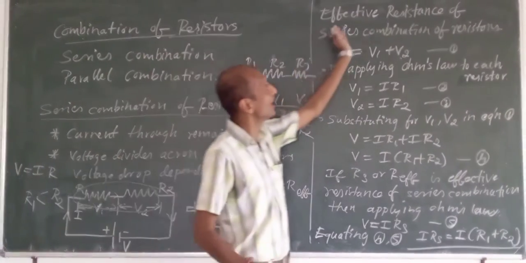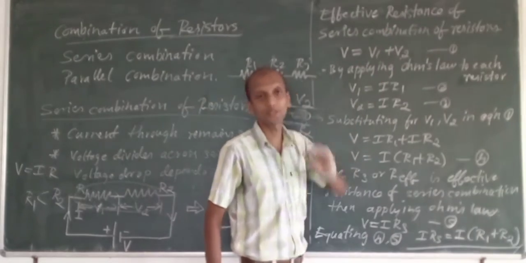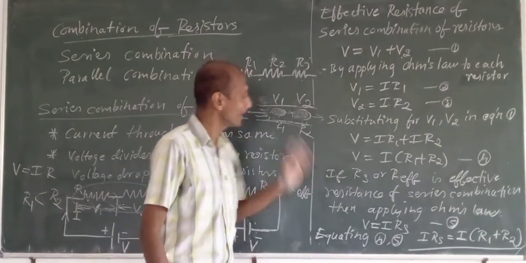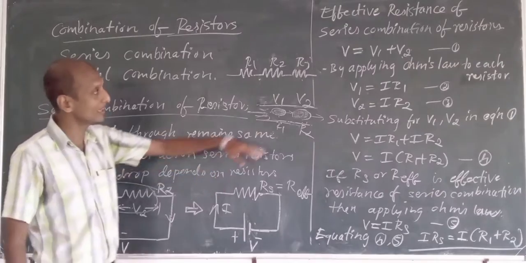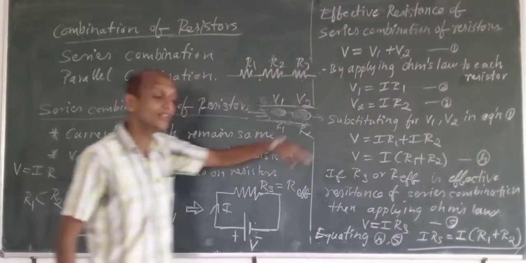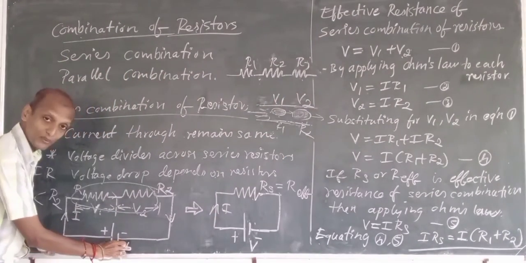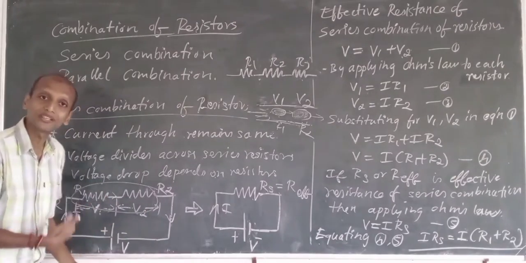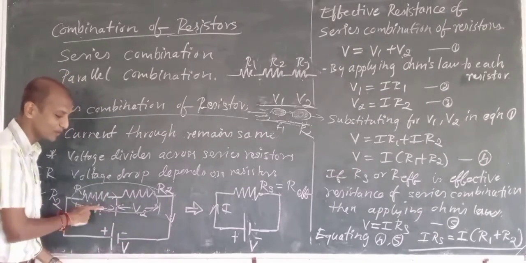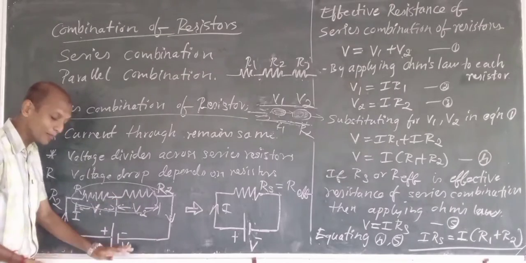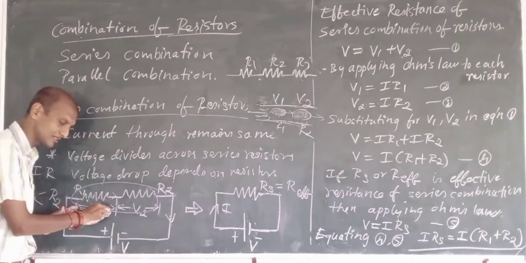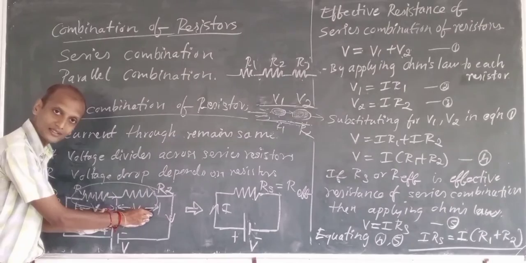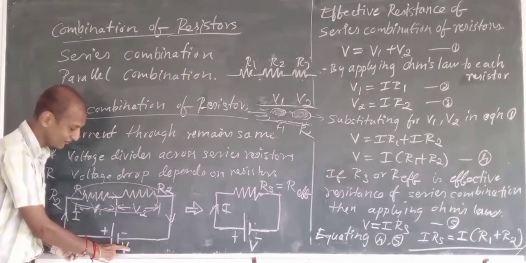Okay. So now, the effective resistance of a series combination of resistors. If we start from equation 1, we will see that the applied voltage will be divided across this and this. So then I can write the total voltage as what? V will be equal to V1 plus V2, isn't it? The applied voltage will be divided across this resistance and this resistance. So then the total voltage will be what?